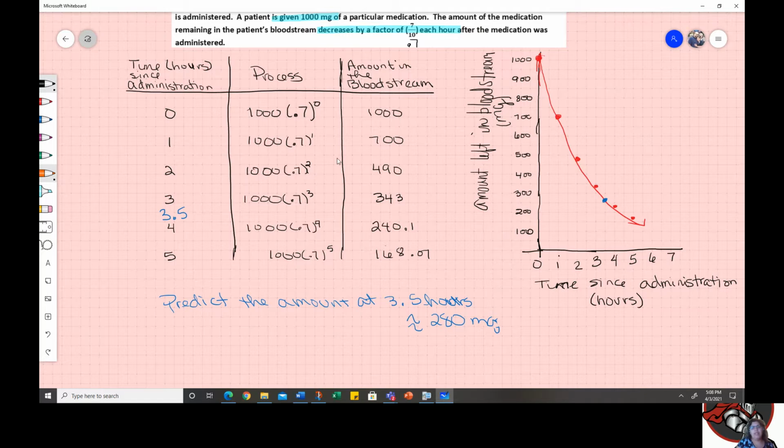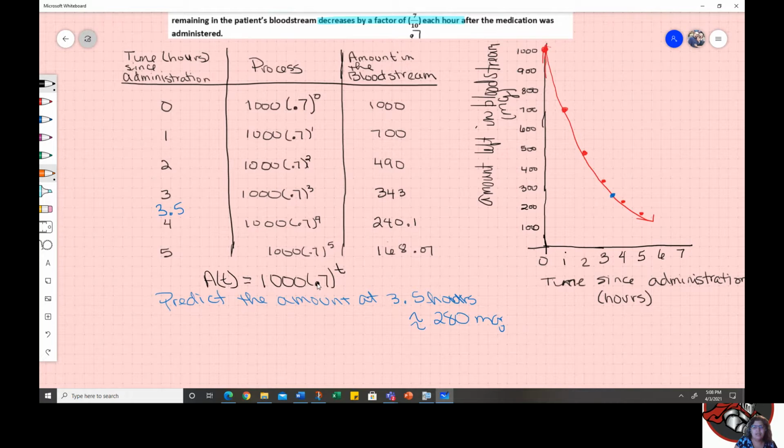Our equation that we could write, just based on our process pattern here, would be 1,000 times 0.7 to the t. We'll call it t for time in hours, and we're going to say A, the amount A of medication in the bloodstream with respect to t time. Our equation is going to be 1,000 times 0.7 to the t power.